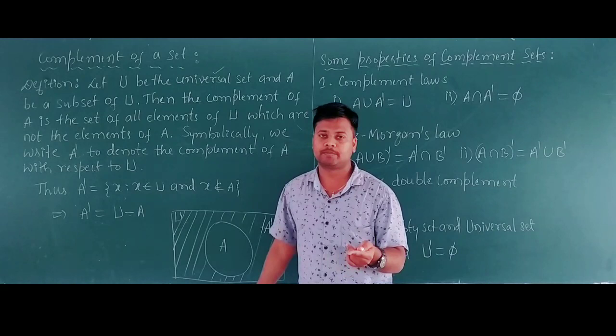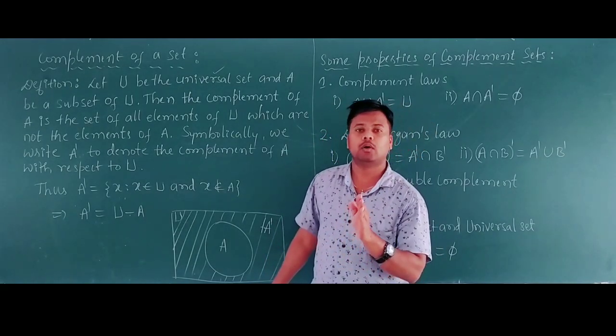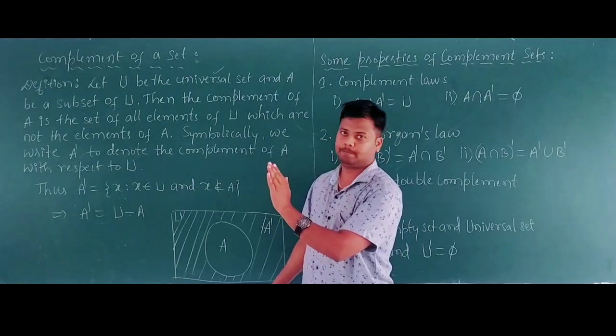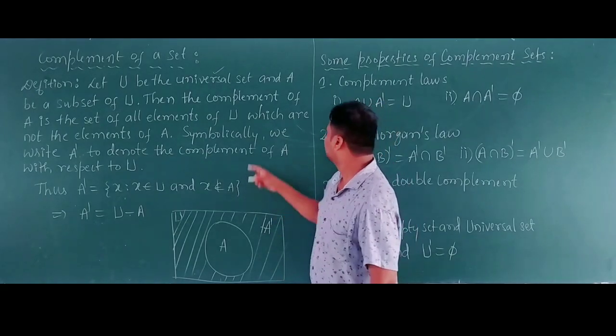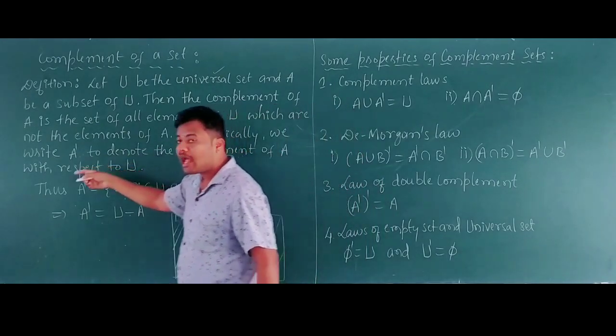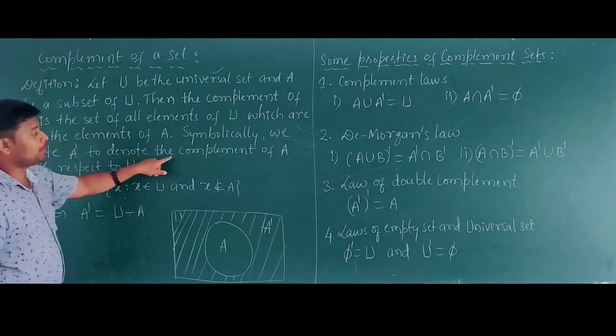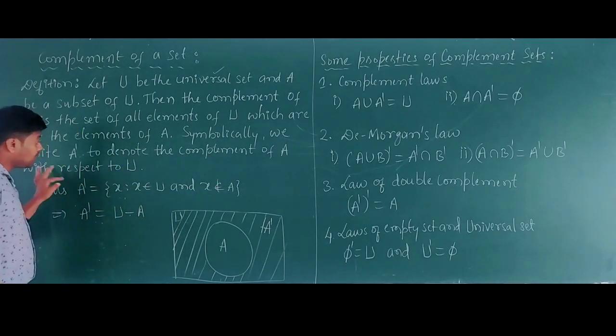Which contains all the elements of the universal set but not the elements of set A. Symbolically we write A dash. What is A dash here? The complement of set A, denoted A dash, is the complement of a set A with respect to U.